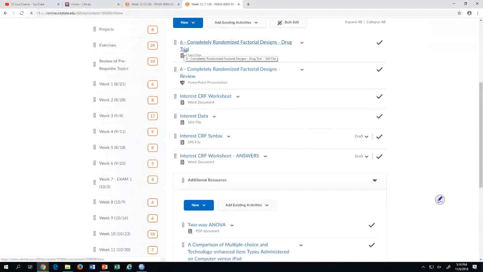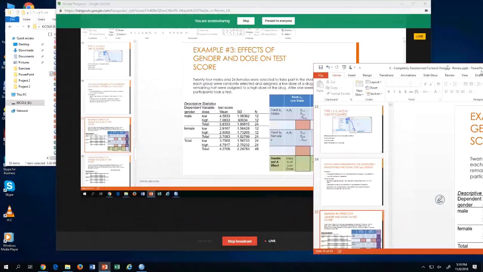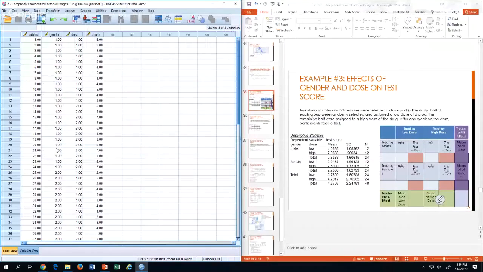the drug trial data. So go ahead and open up the drug trial data. And when you have it open, raise your hand. Okay. I know SPSS takes a little bit.